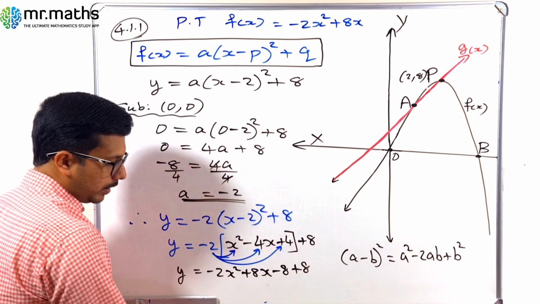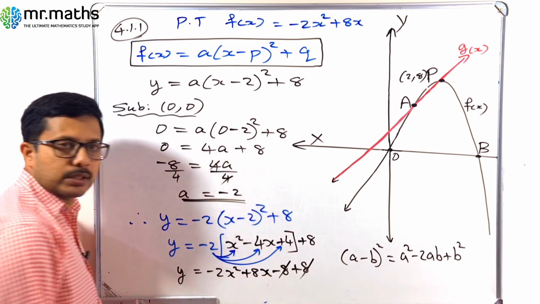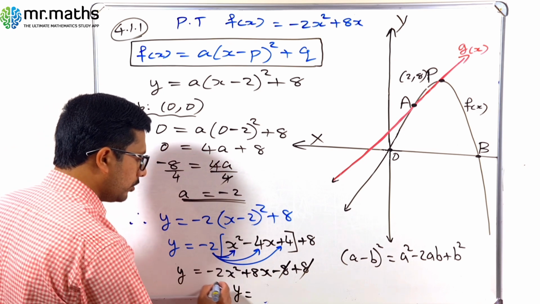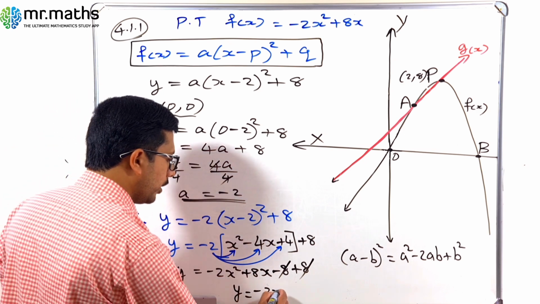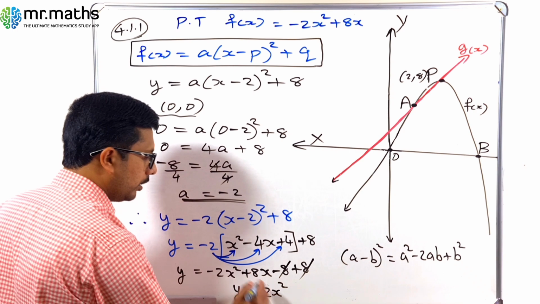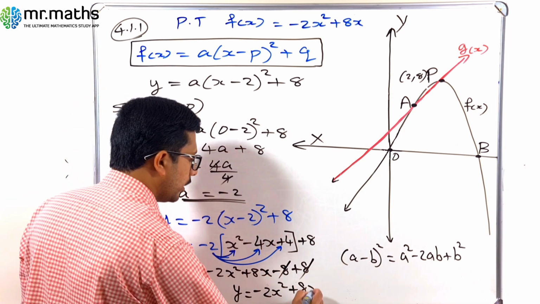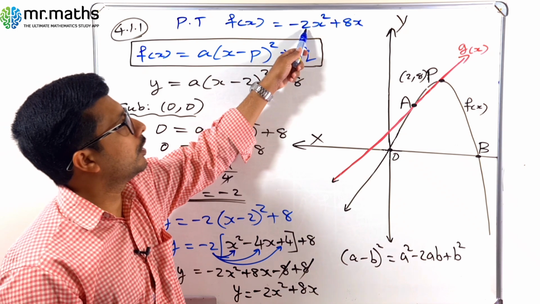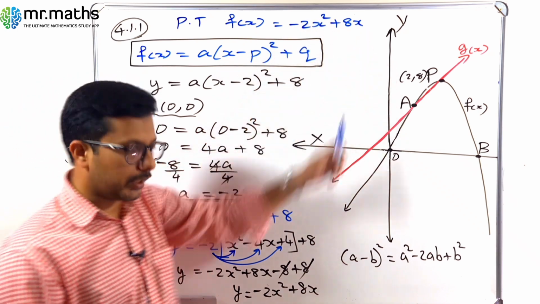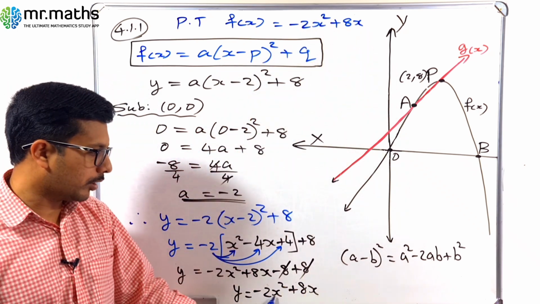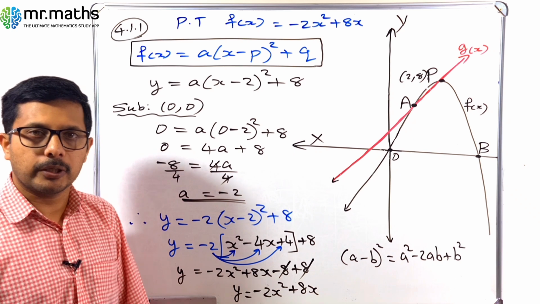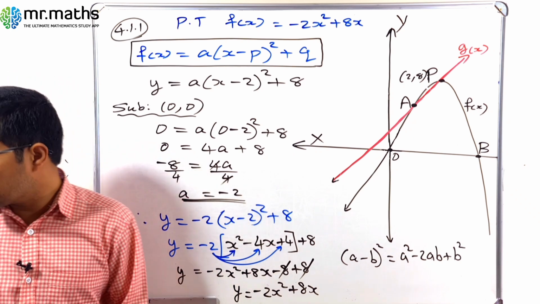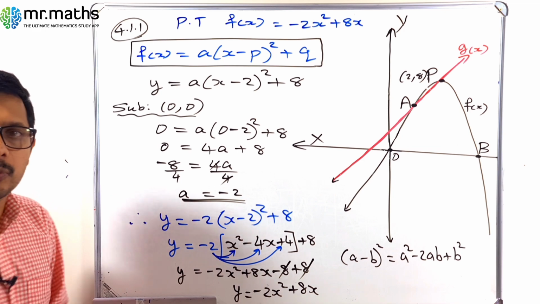So here you can see that this minus 8 and plus 8 we can cancel. So what is the equation now? Y is equal to minus 2x square then plus 8x. What we want to show, prove that f of x is equal to minus 2x square plus 8x. Did you get that answer? Minus 2x square plus 8x. Okay, so that is question number 4.1.1. Now let's move to the next question, 4.1.2.